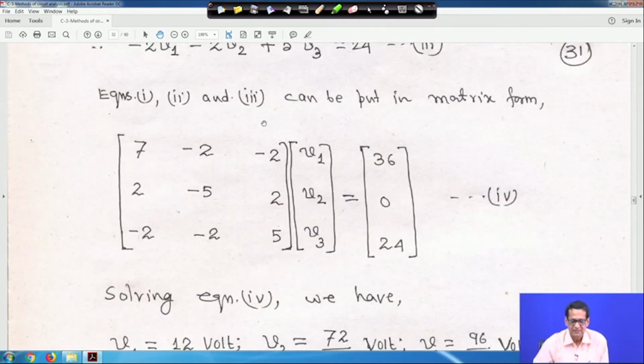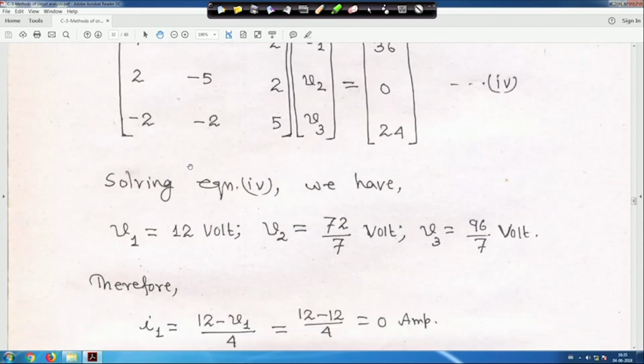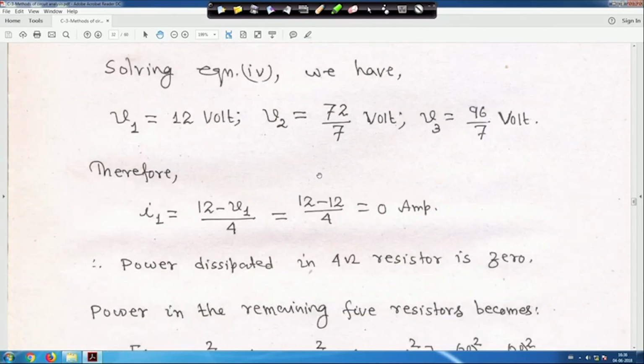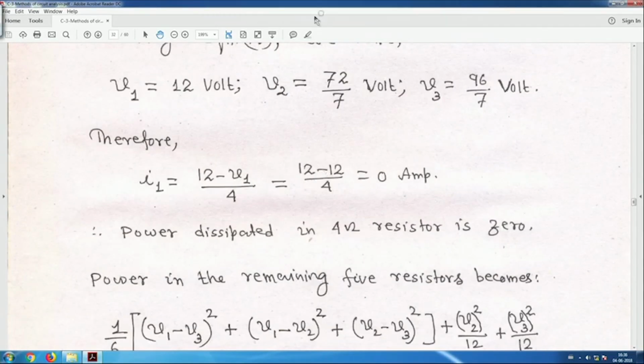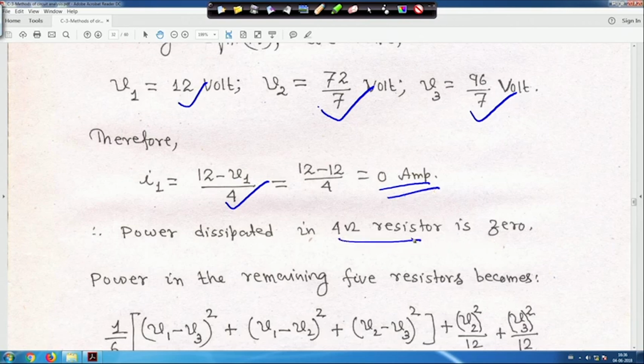So, we have solved. You can write in this form, Ax is equal to b, where x is actually V1, V2, V3. And you solve it the way you want, Cramer's rule. So, you will get V1 is equal to 12 volt, V2 is equal to 72 by 7 volt. This is your V1, this is your V2, 72 by 7 volt, and this is V3, and the current I1 is 12 minus V1 upon 4. So, basically it's a 0 ampere current, and you have to find the power dissipated in the 4 ohm resistor, that is 0, right. And second, the power in the remaining 5 resistors, right.